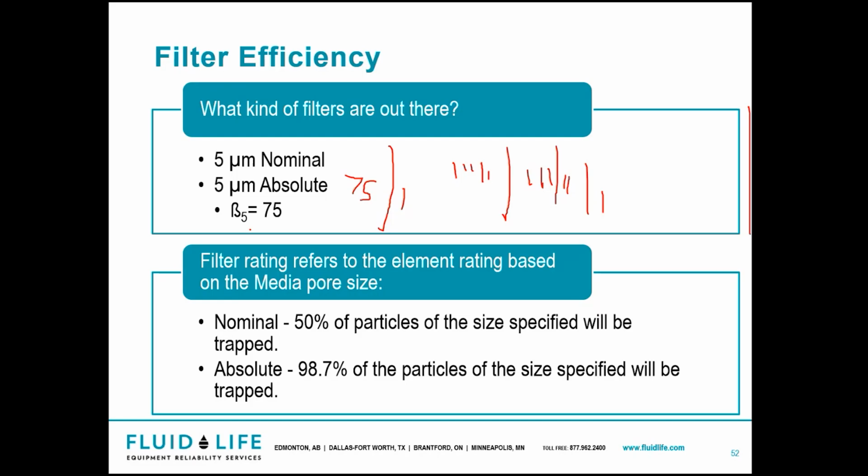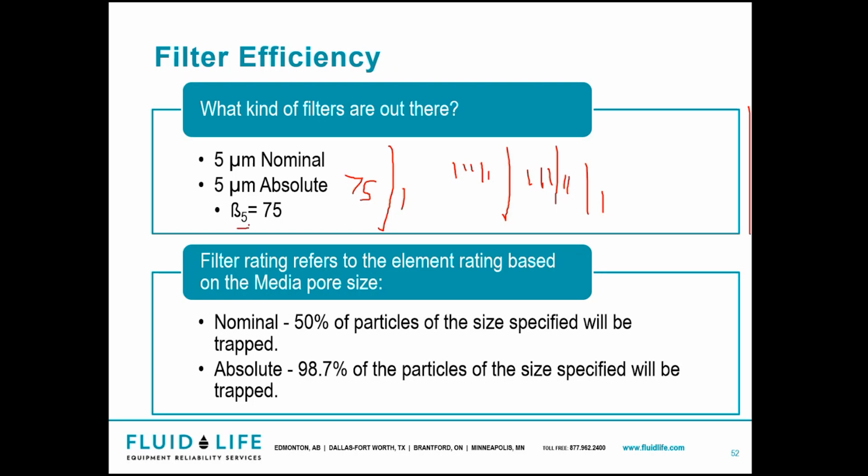So we know particles are going to be different shapes. You could have a particle that's 10 micron in length, but it's only 1 micron wide. You could slip right through that filter, right? Now, filters also become more efficient as they plug up, obviously, because there's going to be less media to pass through, until they go into bypass. Now, absolute filters are obviously going to be a better filter.